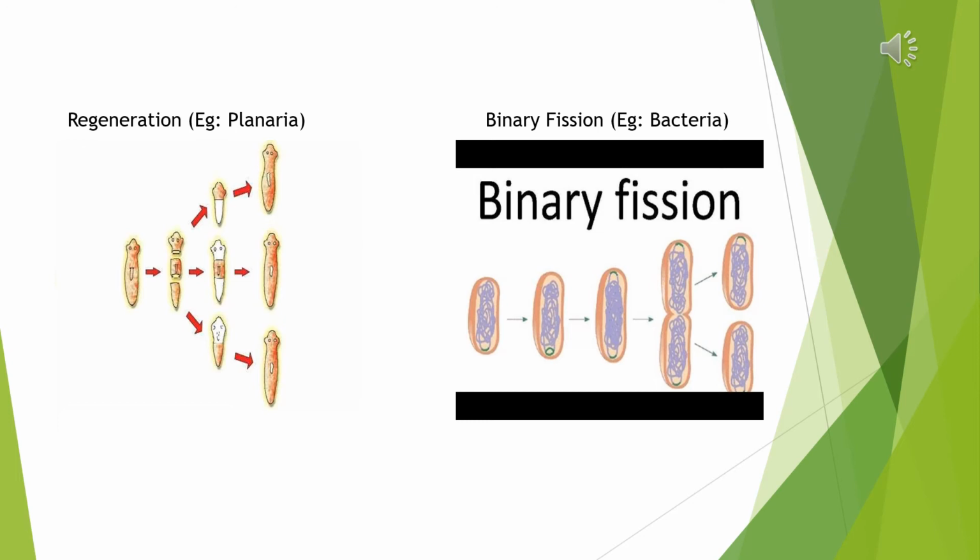Binary fission occurs in bacteria. Here, a single cell is divided into two daughter cells. So what is meant by binary fission? Binary fission occurs in bacteria. A single cell is divided into two daughter cells.